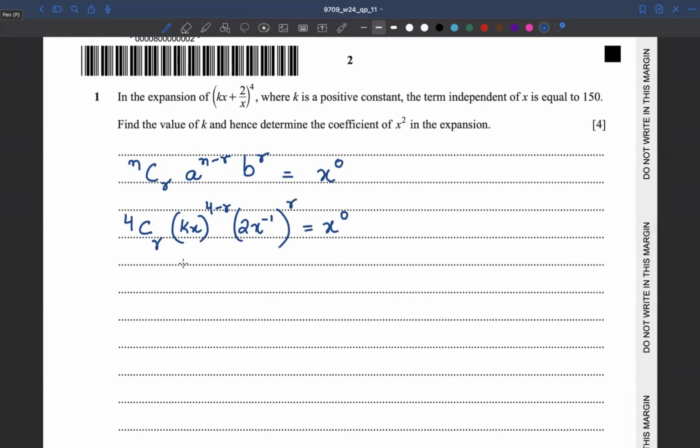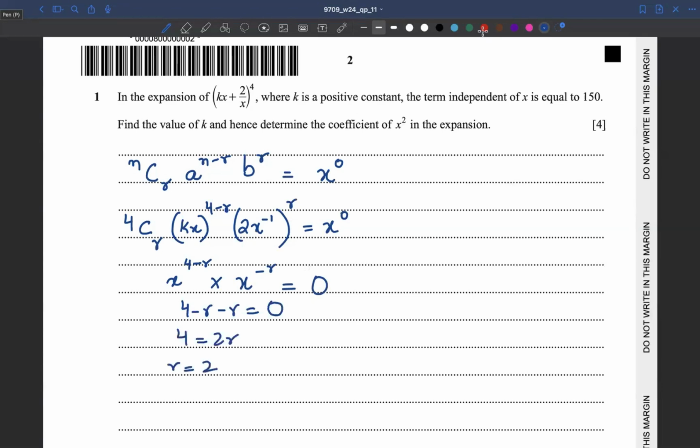So over here, this is x to the power 4 minus r multiplied by this is x to the power minus r. And it says that the term independent of x is equal to 150. So we know that the coefficient of x to the power 0 will be 150. So first we can put it equal to 0. This will become 4 minus r equals 0. 4 is equal to 2r. So r is equal to 2.